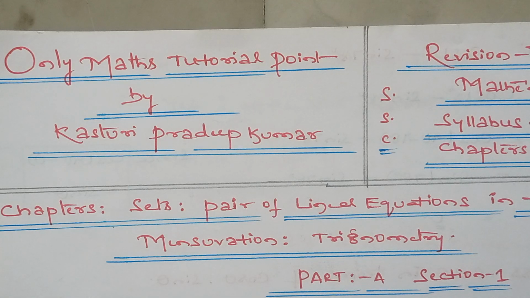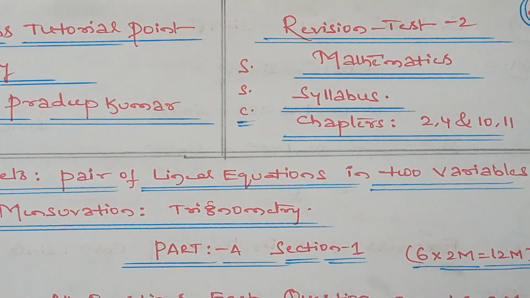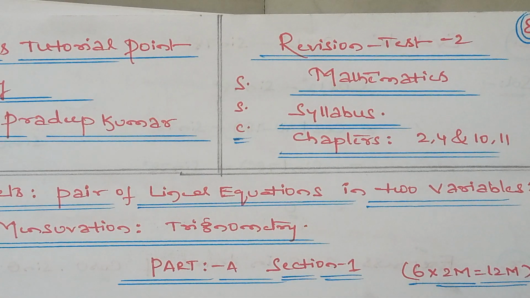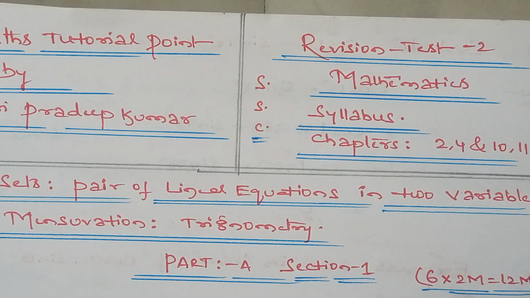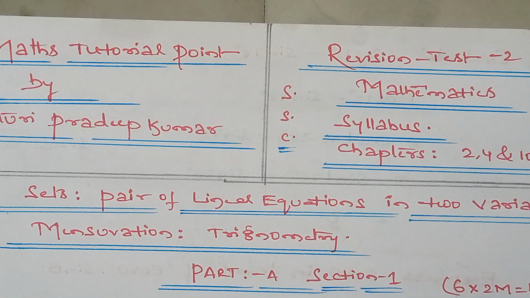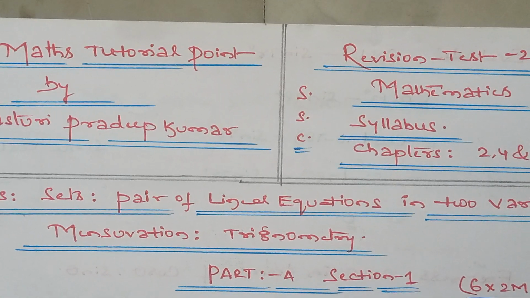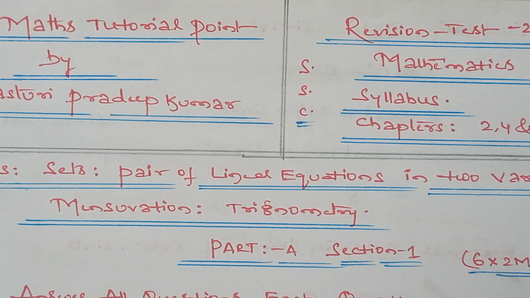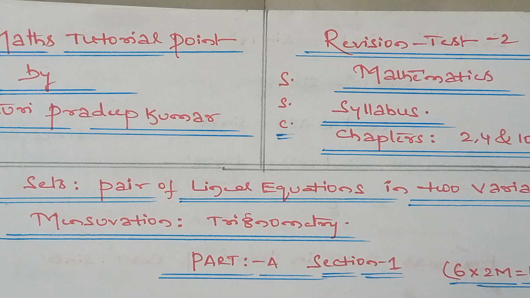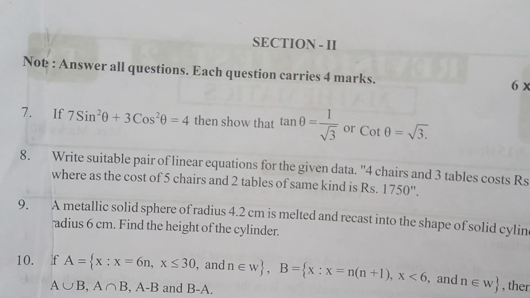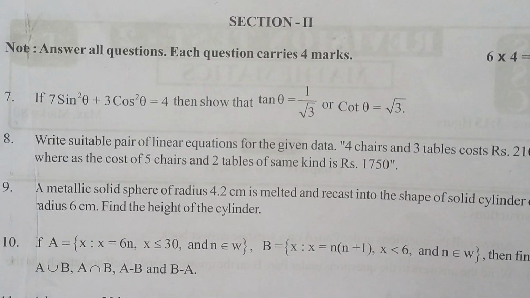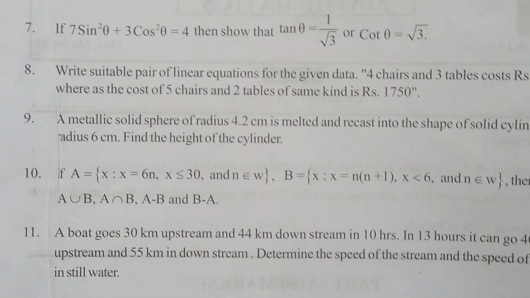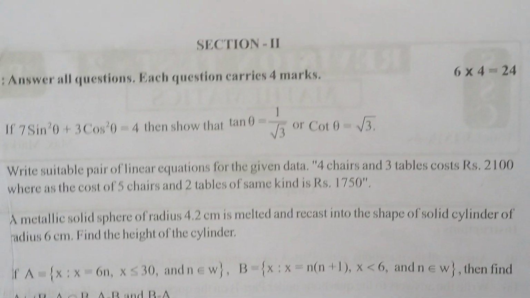Today in this video we are going to cover revision test 2 of class 10th chapters 2, 4, 10, 11, that is sets, pair of linear equations, mensuration and trigonometry. In the previous video we discussed section 1, 2 marks questions 1 to 6. Now in this video we are going to cover section 2, from 7 to 12. Each question carries 4 marks.